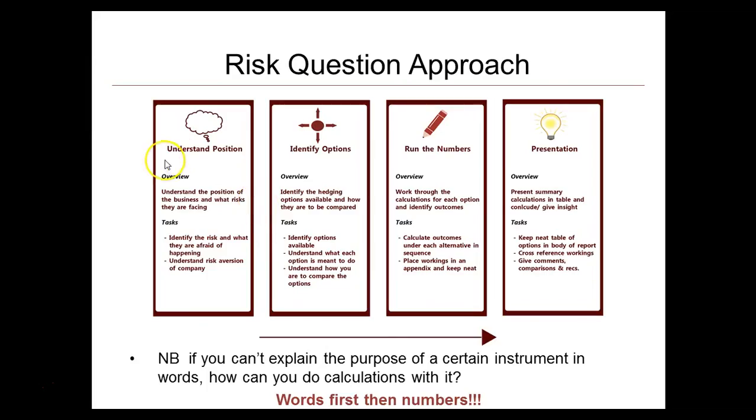Understand the position, set up the architecture of the question, the number of hedging alternatives you have, and the number of scenarios you're looking at. Then run the numbers under each alternative, and then finally present it neatly and make some solid conclusions, because there typically will be marks going for that.